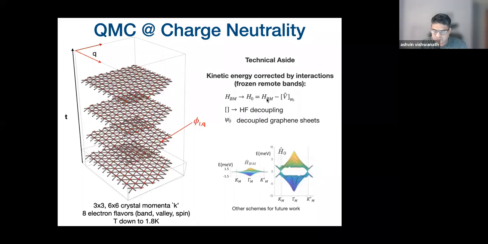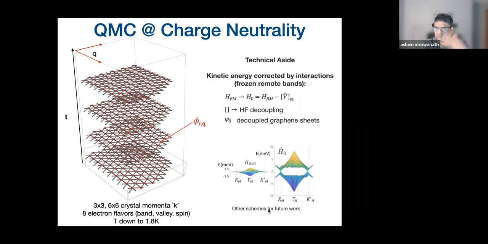So it turns out it's the BM Hamiltonian, the Bistritzer-MacDonald Hamiltonian, but corrected by this Hartree-Fock decoupled interaction with the state that corresponds to the decoupled graphene sheets. This is just something you have to do to avoid double counting. It's the simplest thing that you could do. So you go from a small bandwidth for the BM model to an effectively larger one. That's the bare kinetic energy Hamiltonian that you put in.